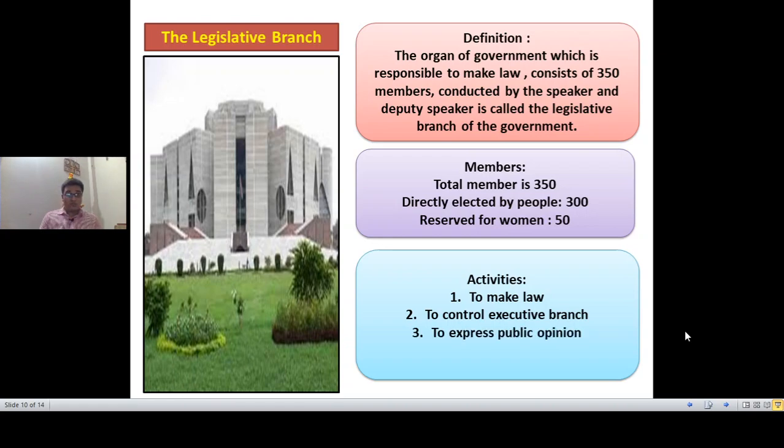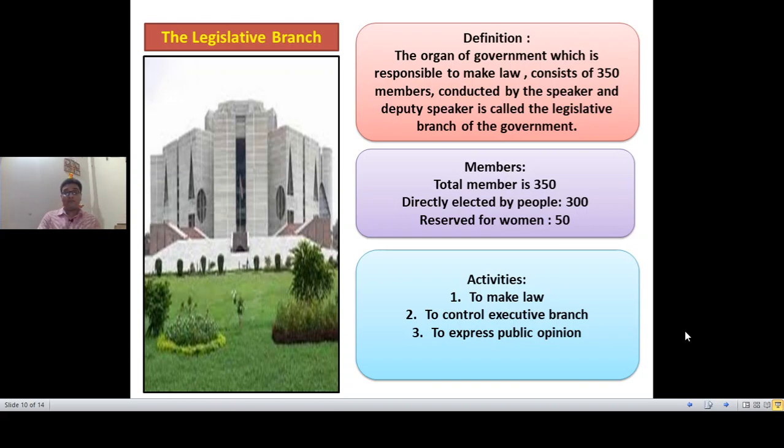Number three, to express public opinion. And this is very easy to understand. In parliamentary form of government, prime ministers and other ministers are responsible to show their activities in parliament. Thus, the public opinion is created.